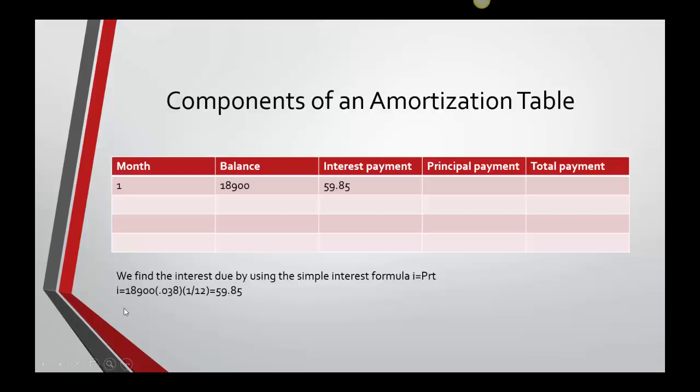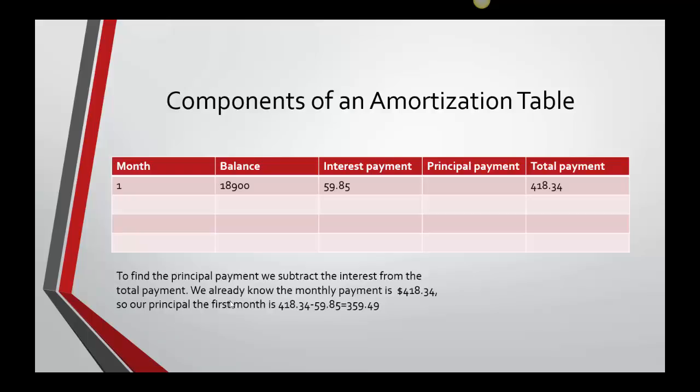So my interest here is P, the $18,900 principal we started with, times 0.038 for 3.8% interest, and then the time, it's only 1 month, so it's 1/12. That says in that first month, $59.85 is the interest payment. After we have the interest payment, we want to figure out what the principal payment was. To find the principal payment, we subtract the interest from the total payment. We already know that the payments are $418.34.